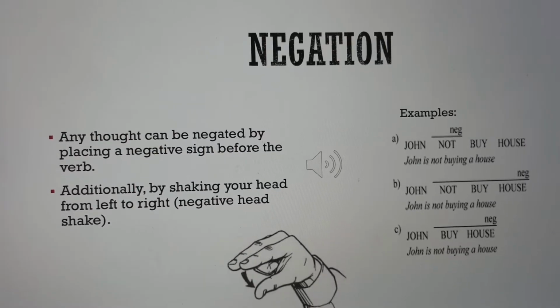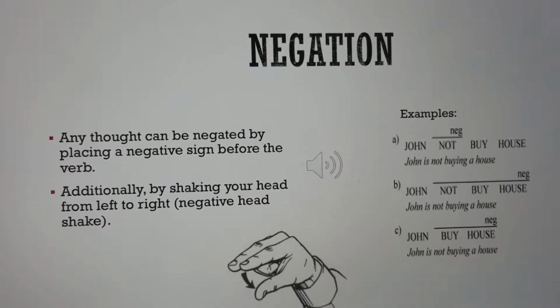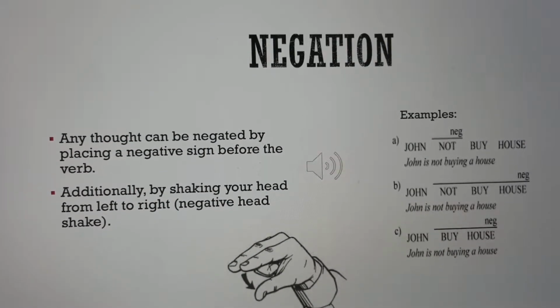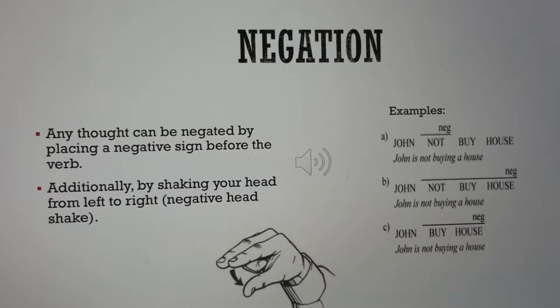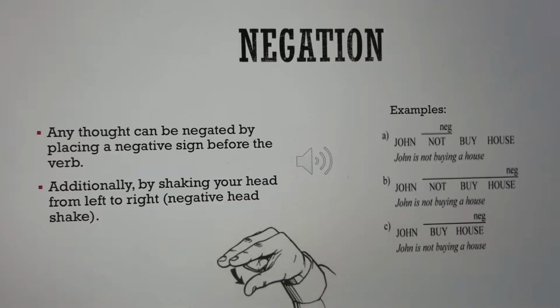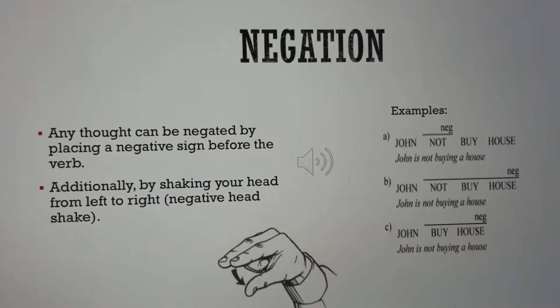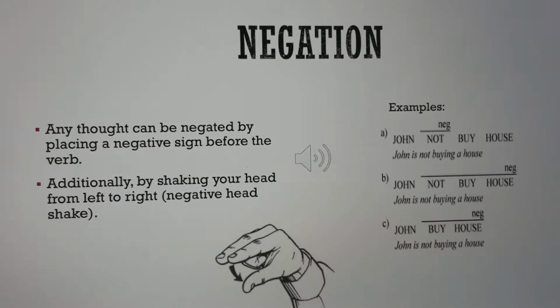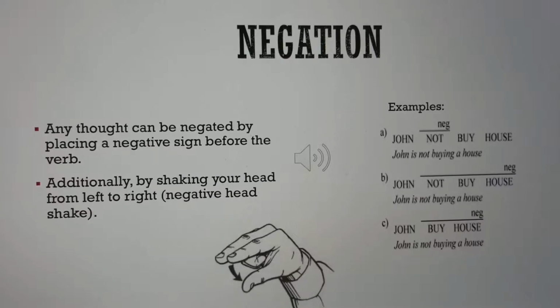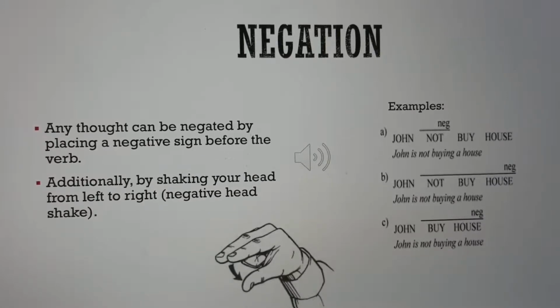And in this case, if the non-manual is not used, it actually sounds like a statement, so it's important that negation is used. So in this case, you would sign John buy house, and then the buy house part would be no. You would nod your head no, indicating that it's not what happened. Important little rules in order to better understand signing and glossing.